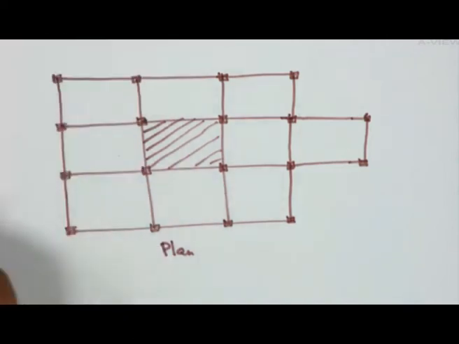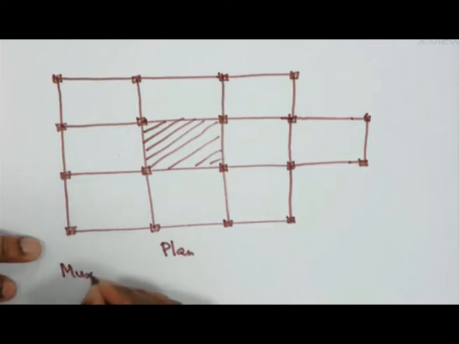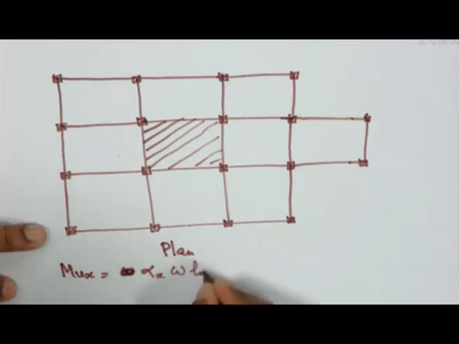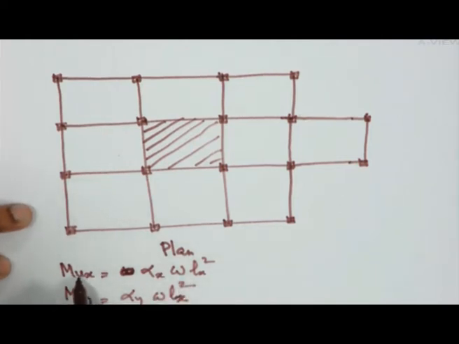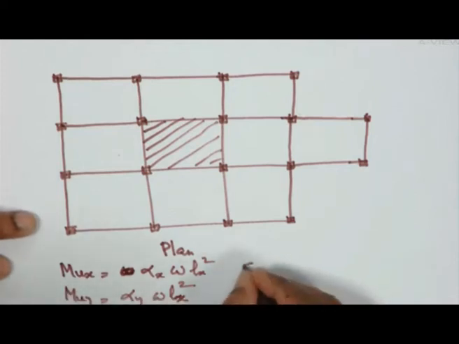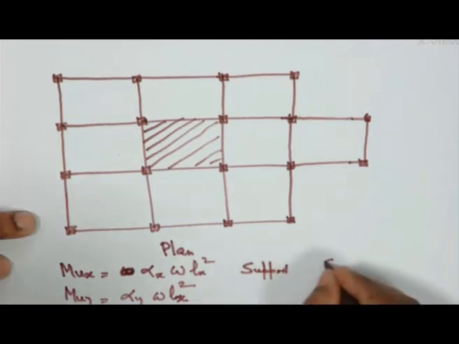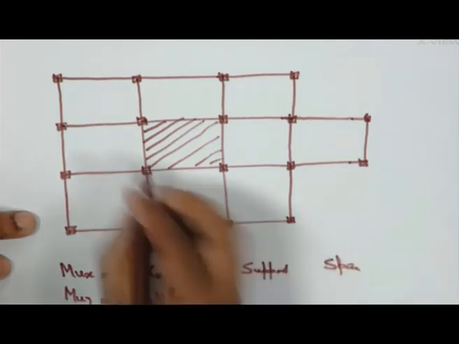So I have the value mu x, which will be equal to alpha x w L square x, and mu y equals alpha y w L square x. So this is the one. Now this mu x can be at support and can be at span also. Span means I am talking about this one.